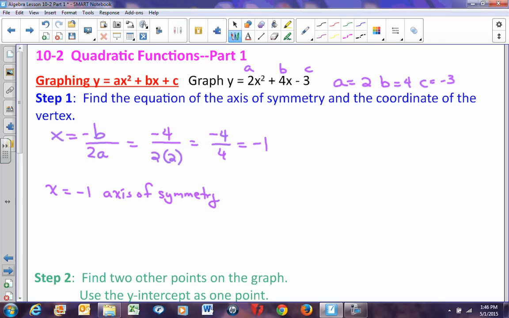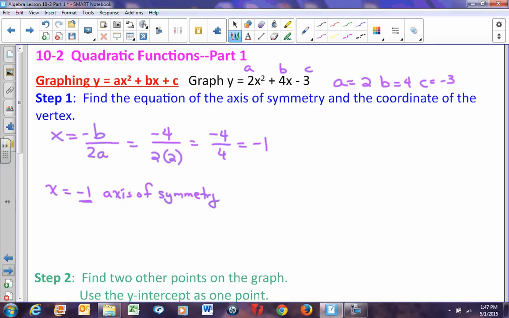The next thing I need to do is find my vertex. The coordinates of the vertex, if you remember, the x-coordinate of the vertex is the axis of symmetry. So in other words, the x-coordinate of my vertex is -1. To find the y-coordinate of my vertex, I'm going to substitute in -1 into my equation and solve for y.